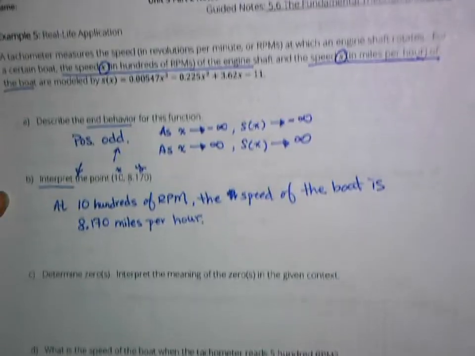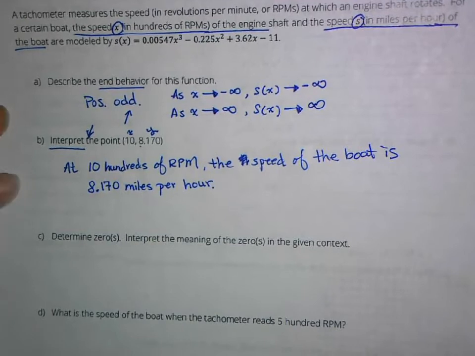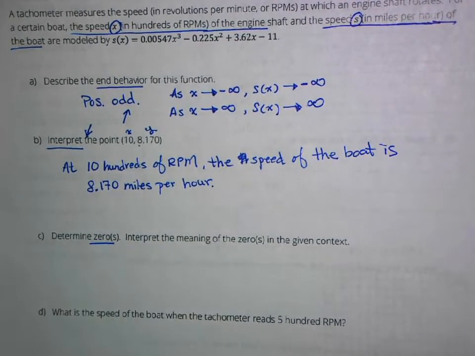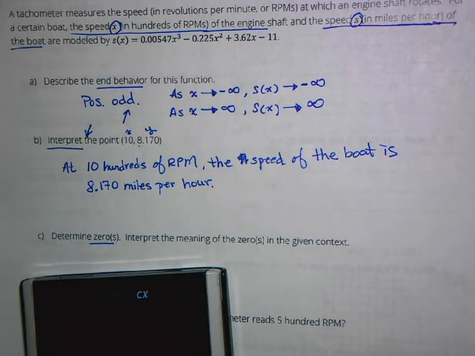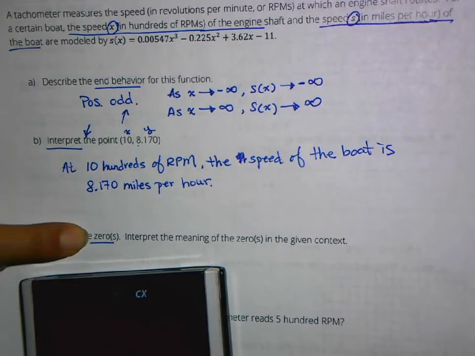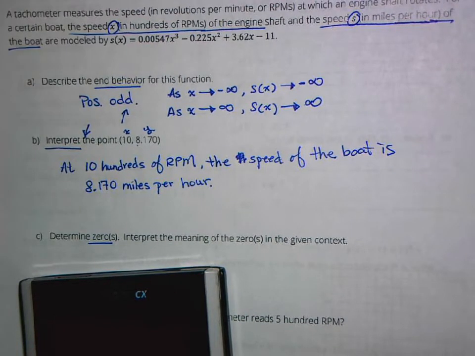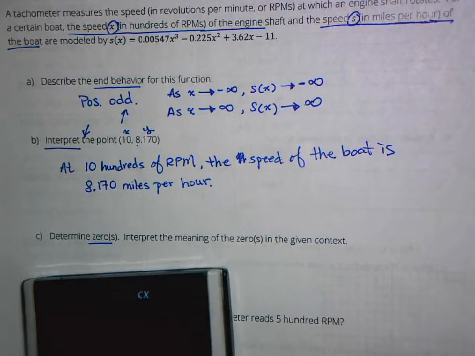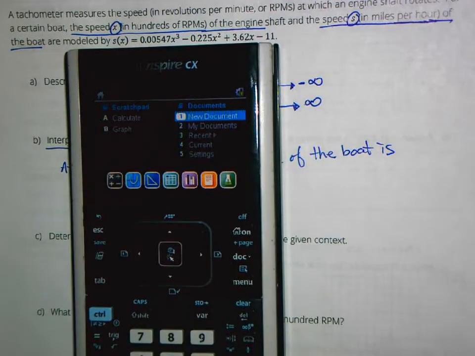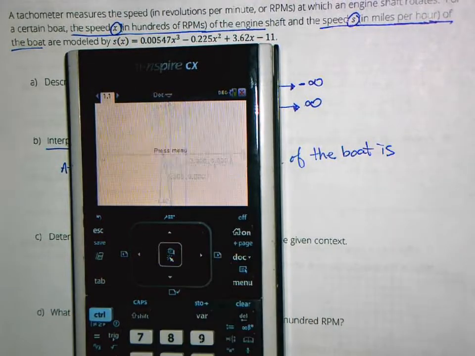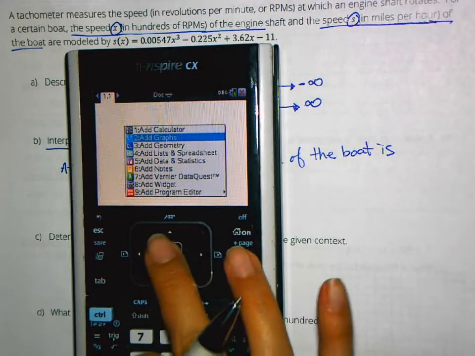All right, now it's about to get interesting. It says determine the zeros. And since this is a calculator problem, I go immediately to my calculator. Since I'm looking for zeros, I know I need to graph that equation. So I'm going to graph the equation. Let's see if I can. Yeah, there we go. I'm going to go to my new document. Don't save, pass, add a graph.